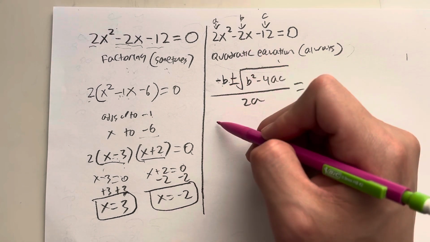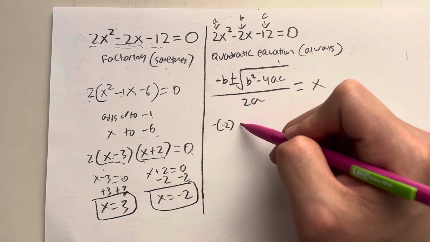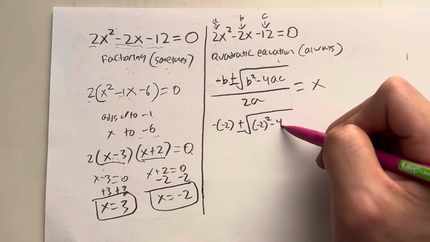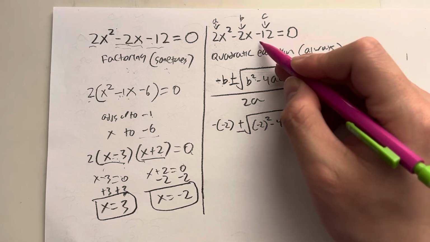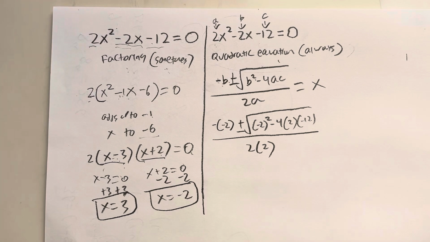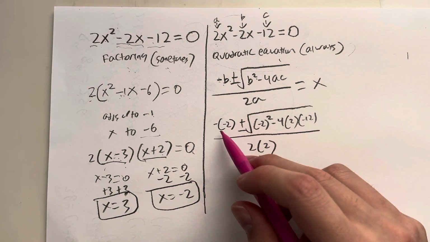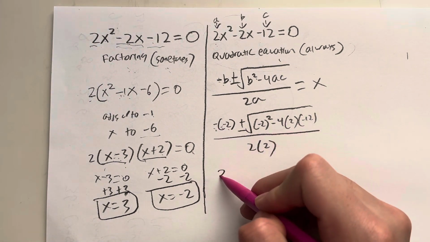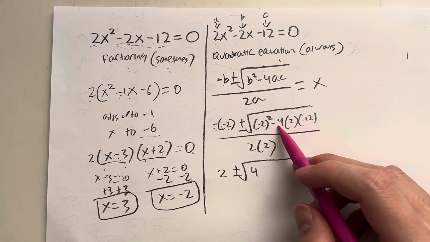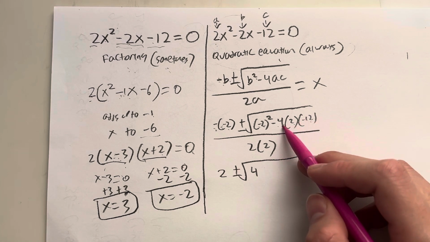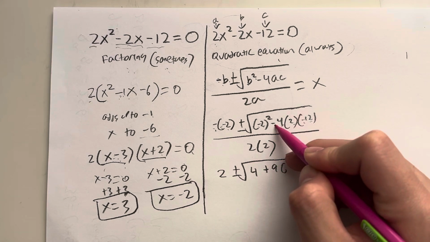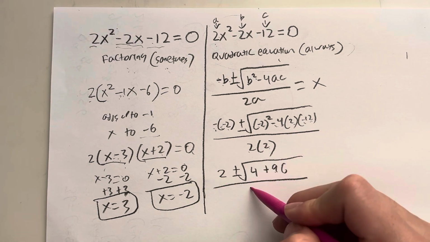So all I have to do is plug in my numbers. -b becomes negative of -2, plus or minus the square root of b squared, which is -2 squared, minus 4 times a, which is 2, times c, which is -12, and that's all being divided by 2a, which is 2 times 2. Basically just plugging in numbers. Pretty simple, right? Now we just simplify. Negative of -2 becomes 2, plus or minus the square root of -2 squared, which is 4, and then minus 4 times 2 times -12. 4 times 2 is 8, times -12 is minus or plus 96, negative times negative is positive, all divided by 2 times 2, which is 4.